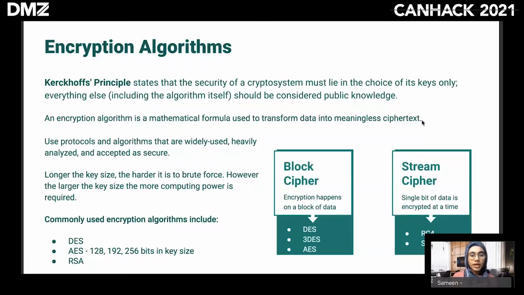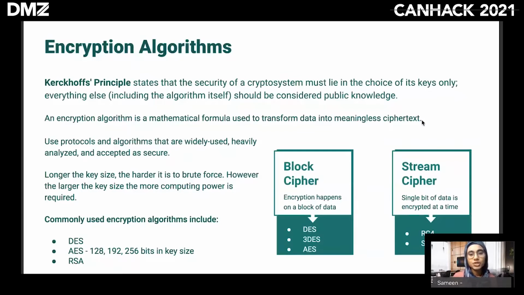What's really important in encryption is to understand Kirchhoff's principle, which is the theory that the security of a crypto system must lie in the choice of its keys only. That means that the keys must be protected and private. Everything else, including the algorithm, is public knowledge. So the only thing that's not public knowledge is the keys.